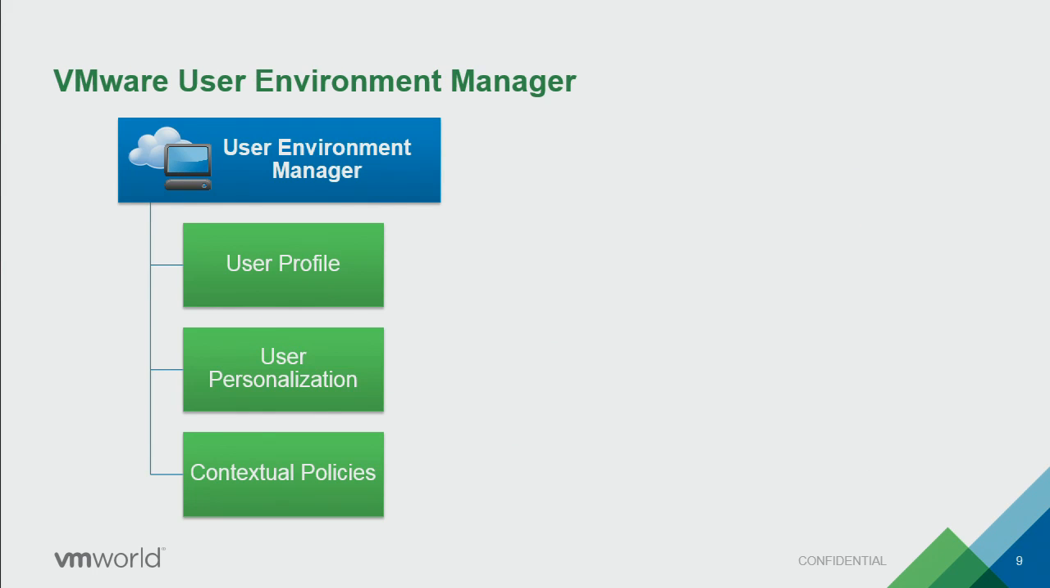So User Environment Manager covers 3 particular areas of the user profile. The first thing is the user profile itself, the user settings. Then there's user personalization. I've changed my desktop wallpaper, I've changed my screensaver, my keyboard settings. And then there is also contextual policies. It gives you the ability to manage these 3 particular areas of a desktop environment.